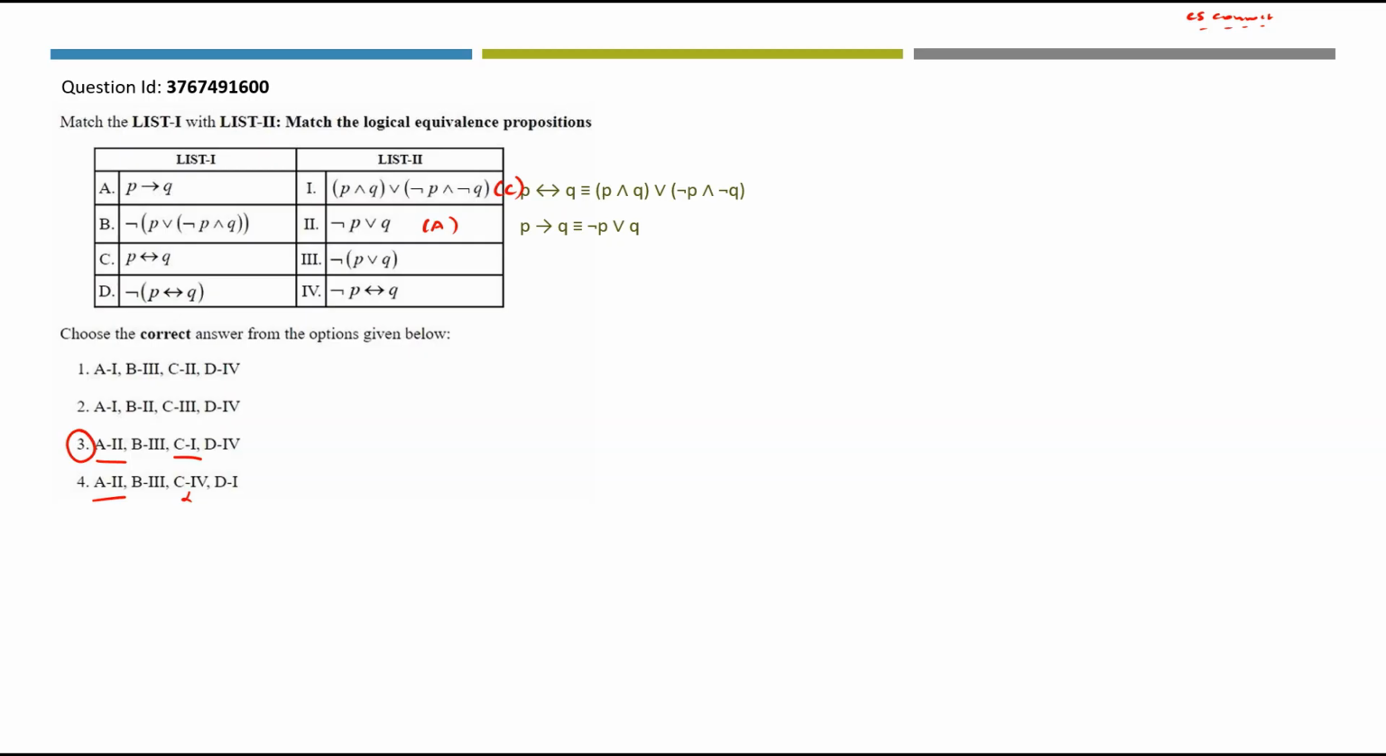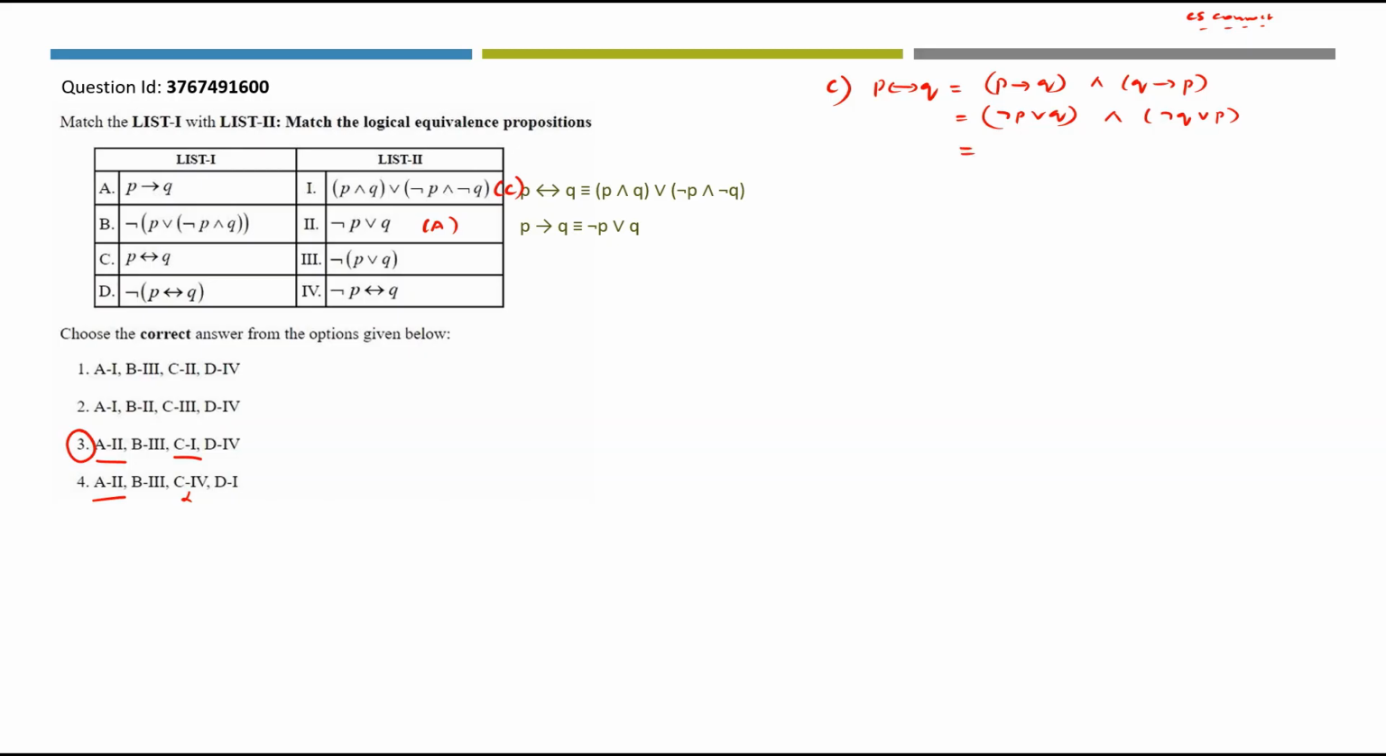So let's start with C first. So let's take P bi-implies Q. What is P bi-implication Q? It is P implies Q and Q implies P. This is the basic law that we know. What is P implies Q? It is negation of P or Q. And what is Q implies P? It is negation of Q or P.